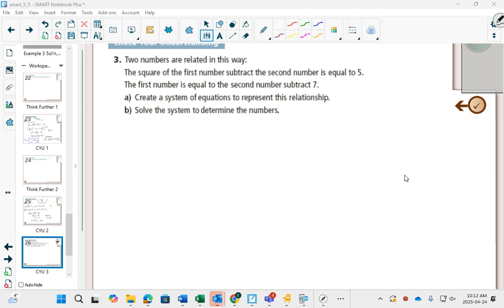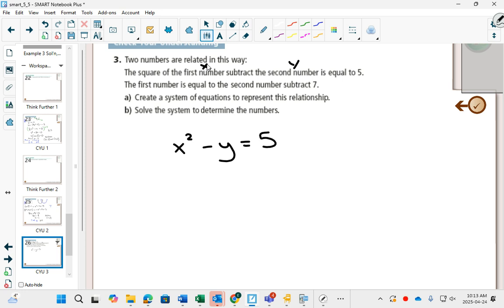We have two numbers. Are you okay that I'm going to call my first number X and my second number Y? It seems like good letters to use. But you can mix it up, right? If you're really feeling like you would like to use, I don't know, W and M, go for it. So the square of the first number, okay, that's X squared. Subtract the second number, minus y is equal to 5.